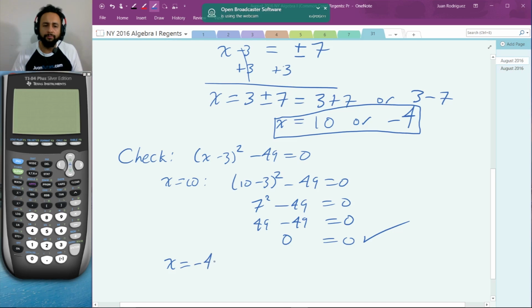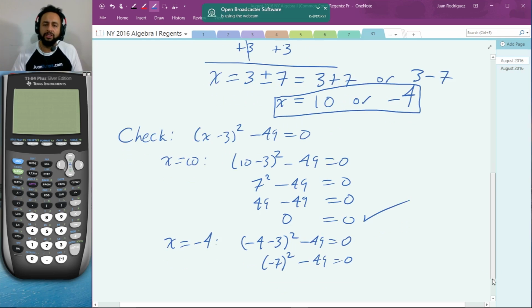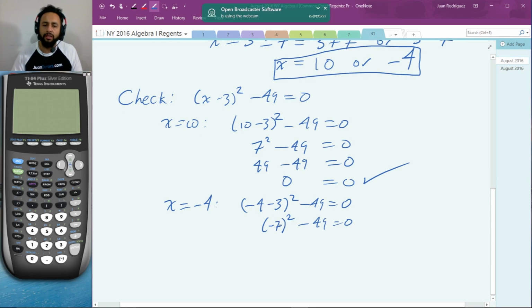X equals negative 4. Okay, we got negative 4 minus 3 squared minus 49 equals 0. Negative 4 minus 3 is negative 7. Squared minus 49 equals 0. And in fact, the second check is faster than the first, because negative 7 squared is already, we already know that negative 7 squared is 49. So 49 minus 49 from the previous problem equals 0. So 0 equals 0. And this is correct. So the answer is correct. So this is a perfectly valid answer.